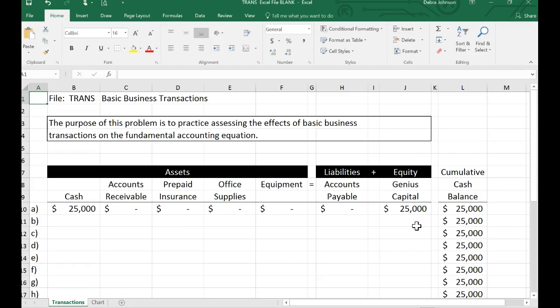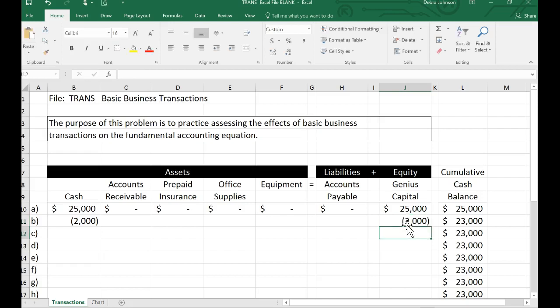Okay, let's do a few more. Transaction B says, paid $2,000 to the landlord for rent for October, which is the current month. So what happens when we pay the rent is our cash goes down, so I'm going to enter minus $2,000. And what else would happen? Well, normally that would be considered an outflow of cash in the form of a rent expense. And since we don't see revenues and expenses listed in the basic transaction, we're going to run those through the equity umbrella. Revenues will make the equity account go up, and in this case, expenses will make it go down, minus 2,000.